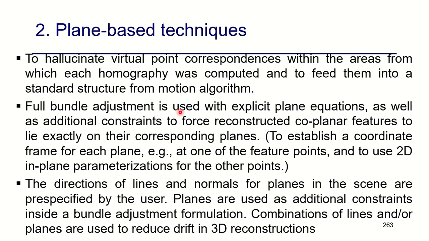Full bundle adjustment is used with explicit plane equations as well as additional constraints to force the reconstruction of coplanar features to lie exactly on the corresponding planes. The directions of lines and normals for the planes in the scene are pre-specified by the user. So planes are used as additional constraints inside the bundle adjustment formulation. Combinations of lines and planes are used to reduce the drift in 3D reconstruction.